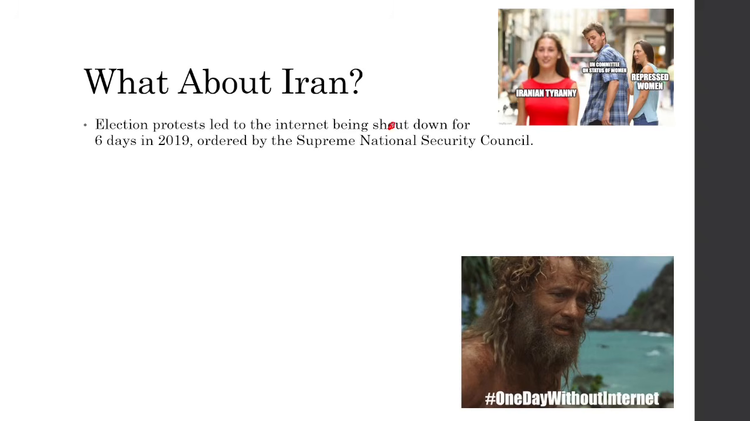So yeah, the internet was shut down for 6 days in 2019 as a result of mass election protests, and this was ordered by a government body, the Supreme National Security Council. We also have a supreme leader who is the head of state, and they're not elected by the people. They are appointed by a political body.